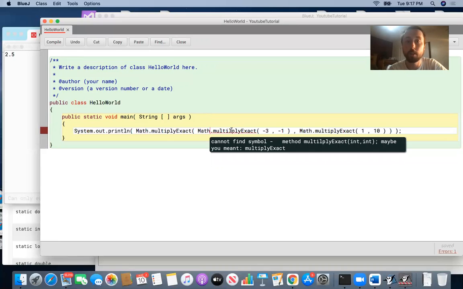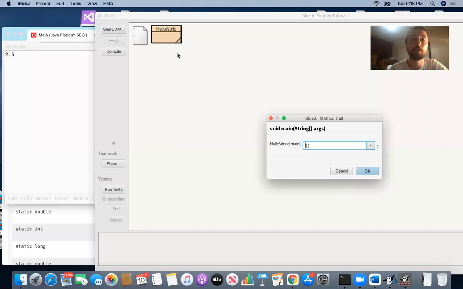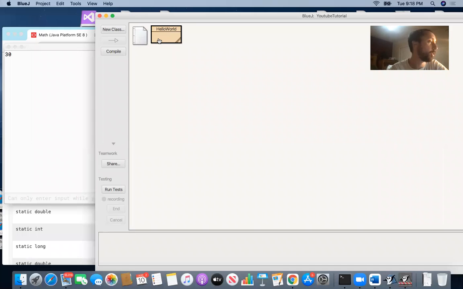multiplying two numbers together, and it looks like we have a spelling error here. So that's why it wouldn't run. So now we press compile and close, and then we're going to go ahead and run it, and we get that 30 that we were looking for.